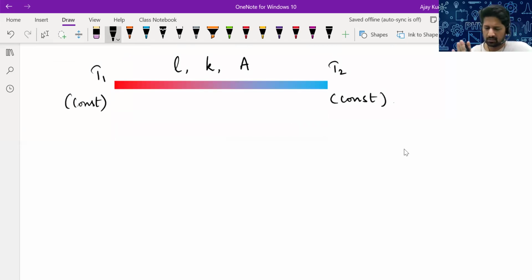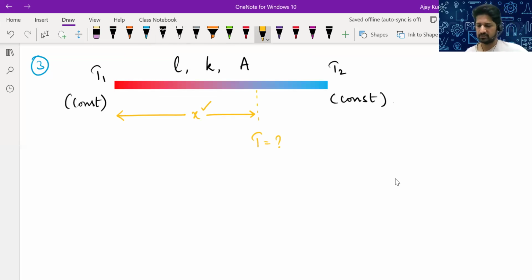So you can easily tell the net rate of heat transfer or the effective rate of heat transfer. What I want you to find out is, at a random distance x from the end which is at higher temperature, let's assume T1 is more than T2, derive the expression for temperature there. So x is also given to you. Try this. I'll give you 2 minutes.